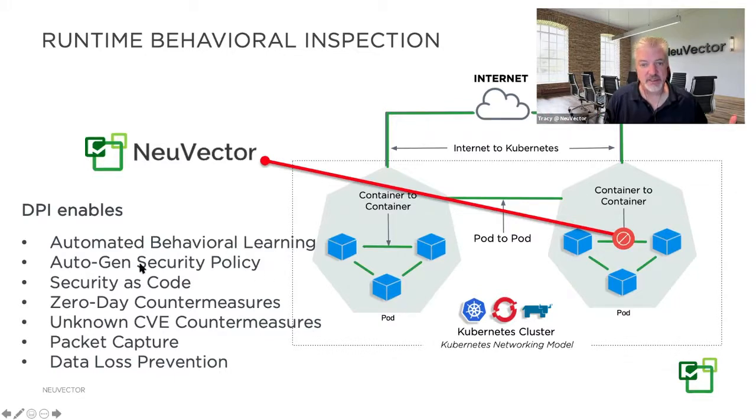That also means we can do security as code. We can export that behavior as security policies and apply those policies to multiple environments. So we can then mimic or clone that zero trust segmentation at a namespace level, at a container level, whatever the case may be, across multiple clusters. That means, yes, 0-day countermeasures. We can block those. Unknown, unpatched CVEs, we block those.